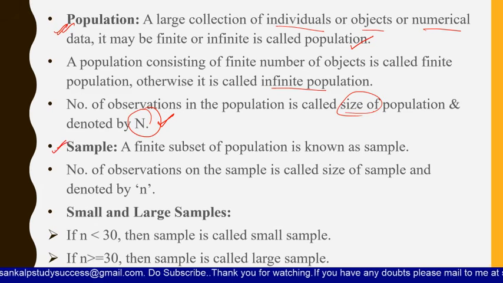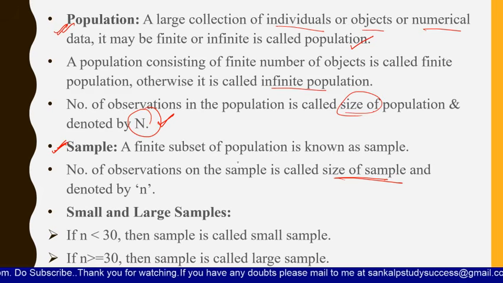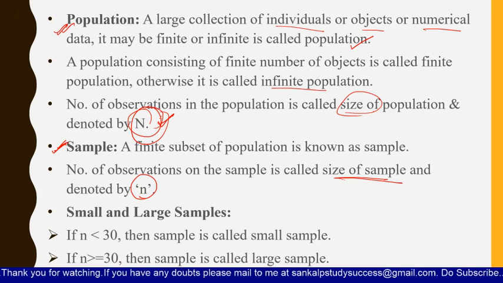Now coming to the sample, a finite subset of the population is known as a sample. The number of observations in the sample is called the size of the sample, and this is denoted by small n. Size of the sample is denoted by small n, and size of the population is denoted by capital N. So this is about population and sample.